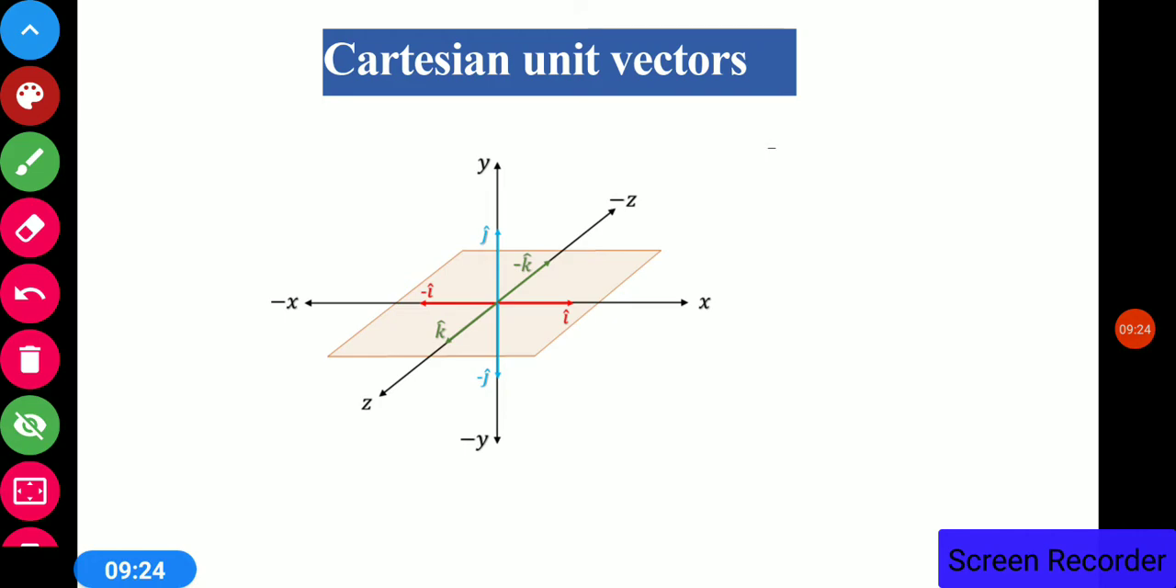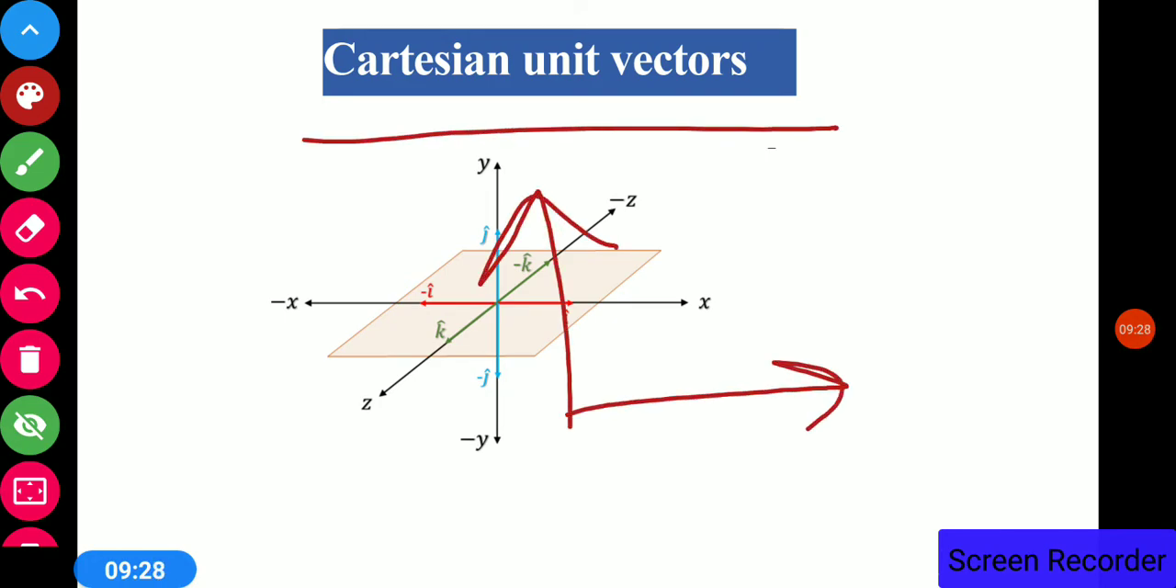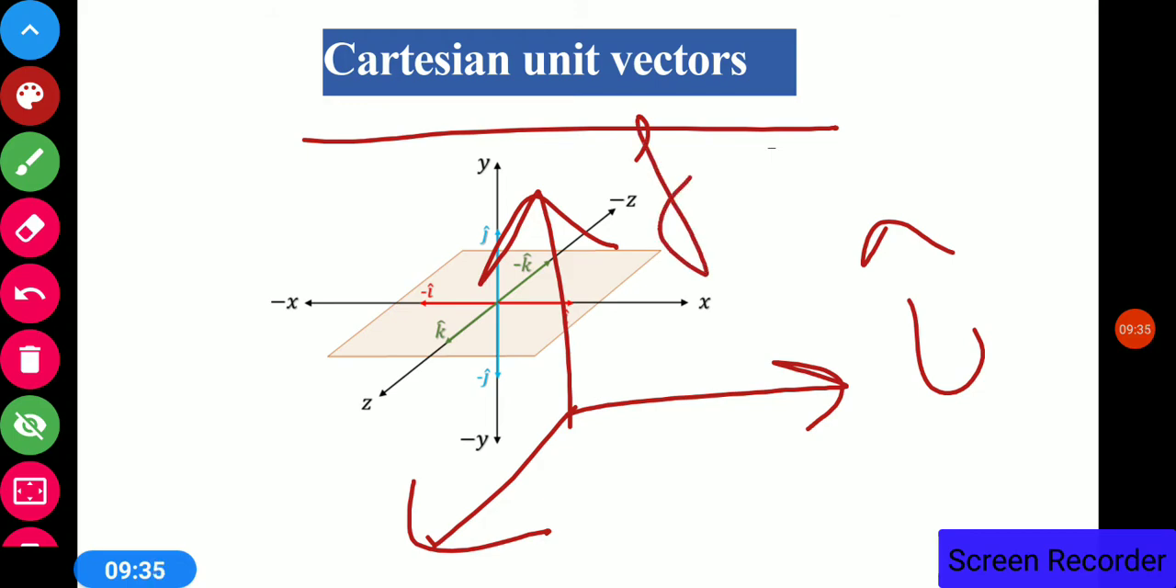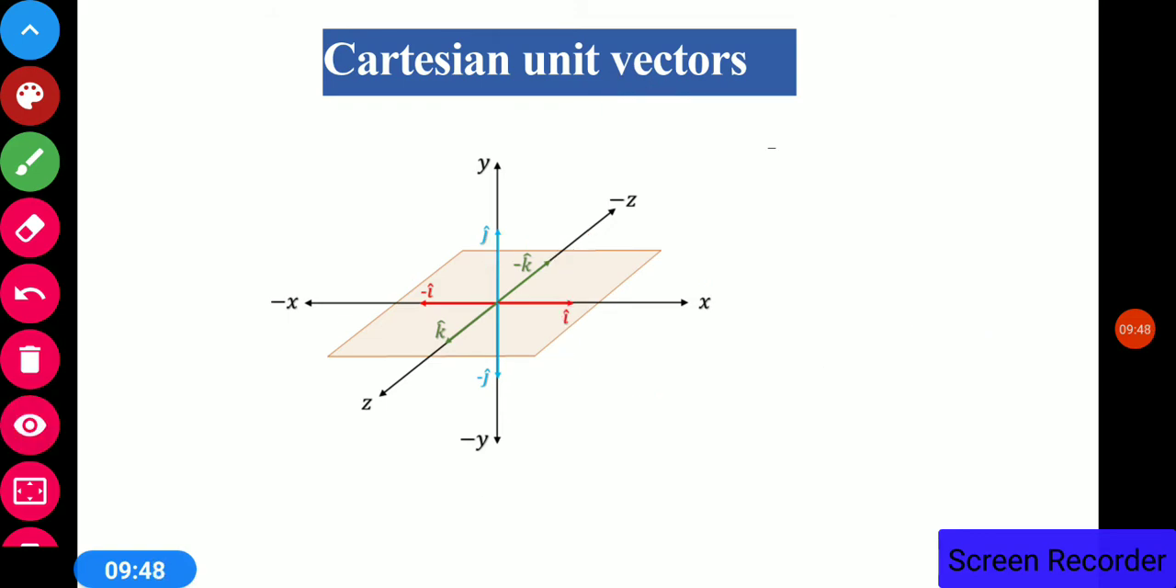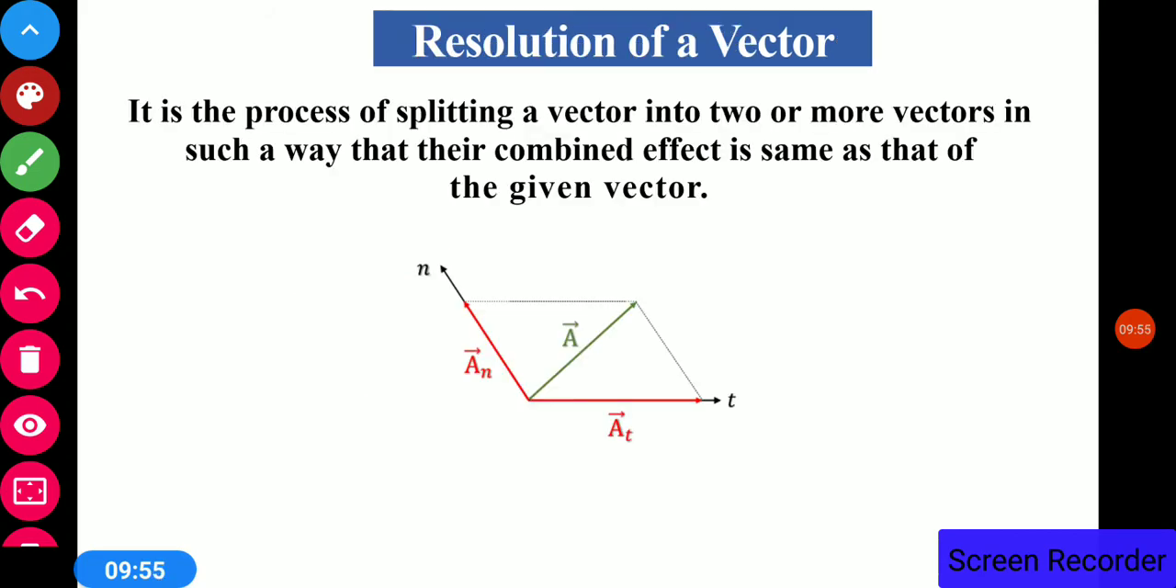Now similarly, the Cartesian unit vectors, that is the vectors along the x-axis, along the y-axis, and along the z-axis. Along the x-axis it is the vector i cap, along the y-axis it is j cap, and along the z-axis it is k cap. For the negative x-axis, minus i cap, for negative y, minus j cap, and for negative z, minus k cap. So these are the Cartesian unit vectors, that is unit vectors along the x-axis, y-axis, and z-axis.